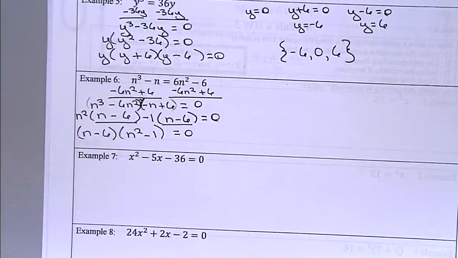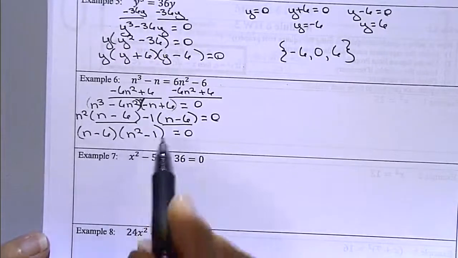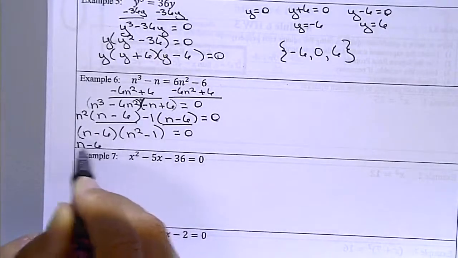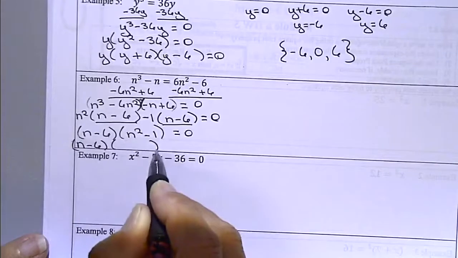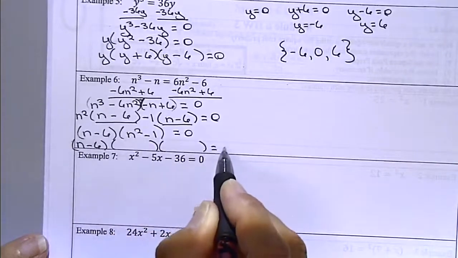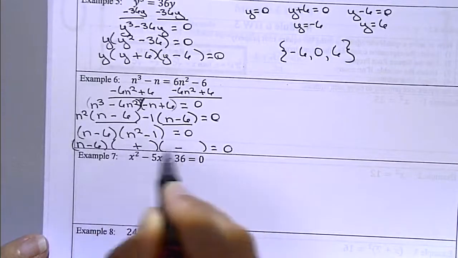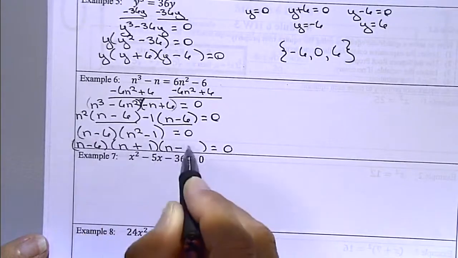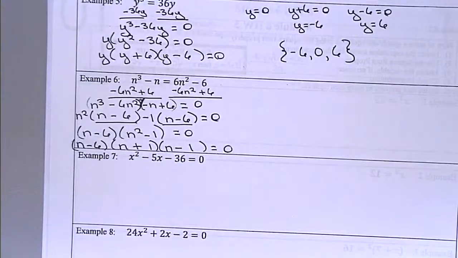N squared minus 1, right? What is n squared minus 1, guys? Difference of 2 squares. Okay, this will factor again. N minus 6 won't, but this is going to factor into a plus, minus, square root of the first, square root of the second, right? The easy one. Difference of 2 squares. When you have a binomial, look for that to happen. Look for that first, because it is easy.